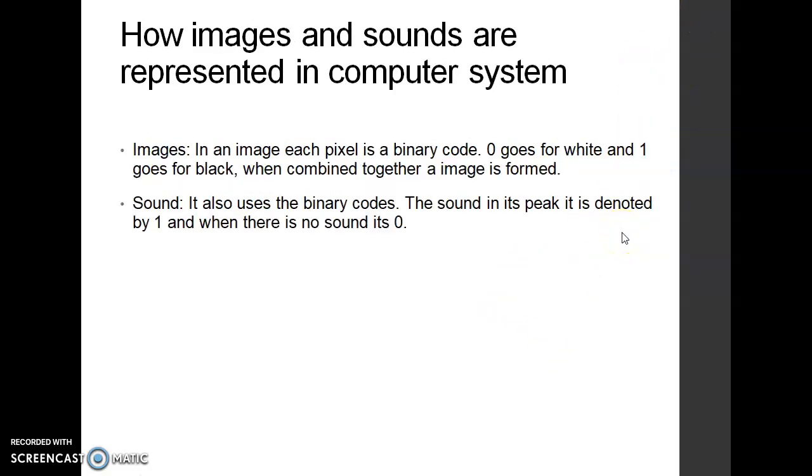Then we are going to move on to our next point, how images and sounds are represented in computer systems. Images: in an image, each pixel is a binary code. 0 goes for white, 1 goes for black. When combined together, an image is formed. Sound also uses binary codes. The sound at its peak is denoted by 1. When there is no sound, it's 0.